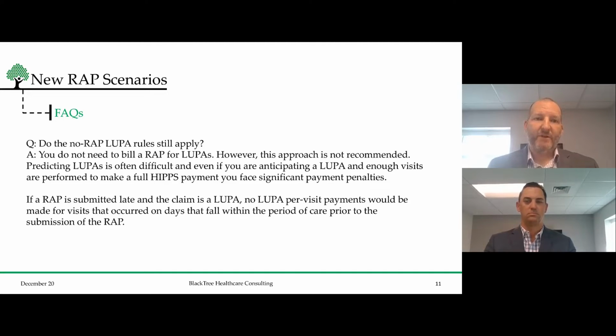If you did have a situation where the wrap is submitted late and the claim is a LUPA, how it's going to work from a payment penalty standpoint is that any visit performed prior to the submission date of your wrap would not be covered, and you would only get paid for the visits that were on or after that submission date for the wrap. So the payment penalty can't exceed what the actual wrap payment or LUPA payment would be, and that's essentially how the logistics for the payment penalty for LUPAs work.